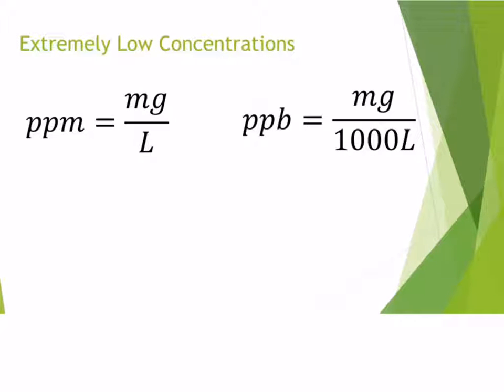Another common consumer product where you will see concentration is parts per million. And to do parts per million, there are several options. We're going to stick to milligrams and liters, and parts per billion will be milligrams per 1,000 liters. We're really just going to focus on parts per million today.